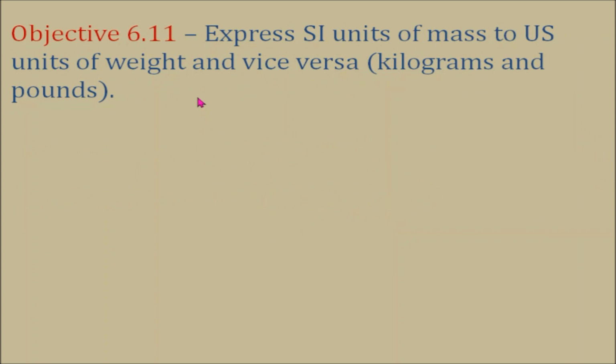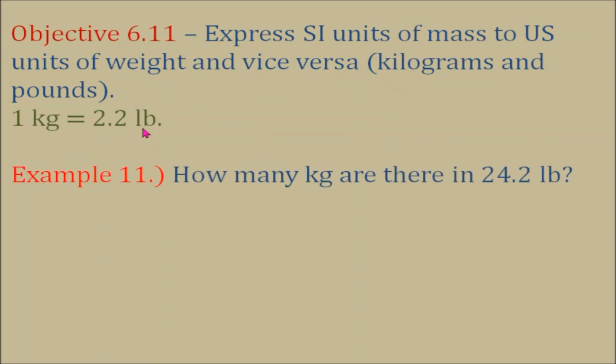Objective number 11. Express SI units of mass to US units of weight and vice versa, and the units are kilograms and pounds. This is our conversion factor. 1 kilogram equals 2.2 pounds.